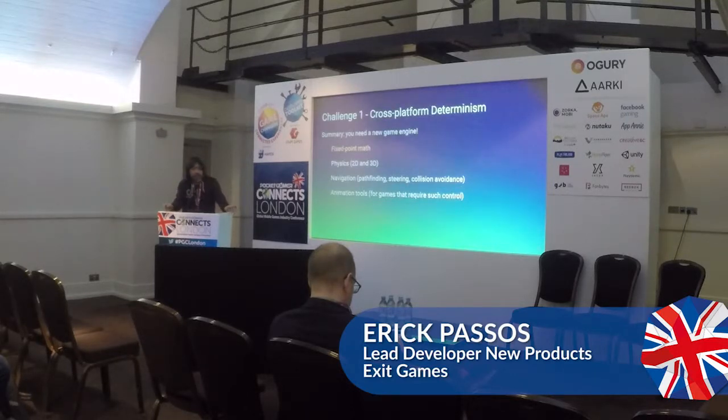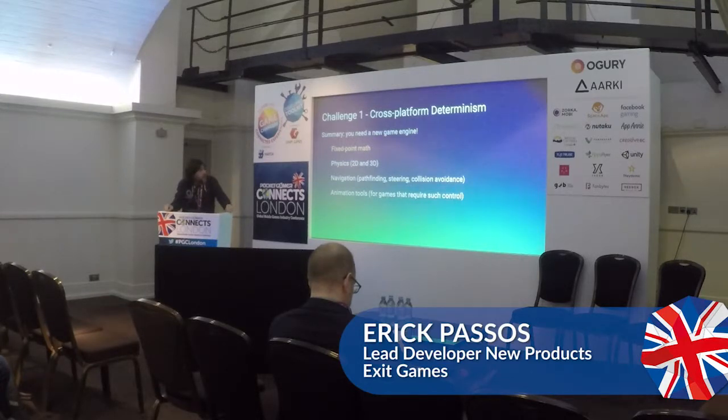So I'm going to talk about two challenges that we were facing that we're happy to give you a few tips about. The first one is, how do you achieve cross-platform determinism? In summary, you need to write a game engine. So we had to write everything from the math code to animation tools, navigation, and physics, both 2D and 3D. As I mentioned before, there is no physics engine out there that can do rollbacks out of the box.